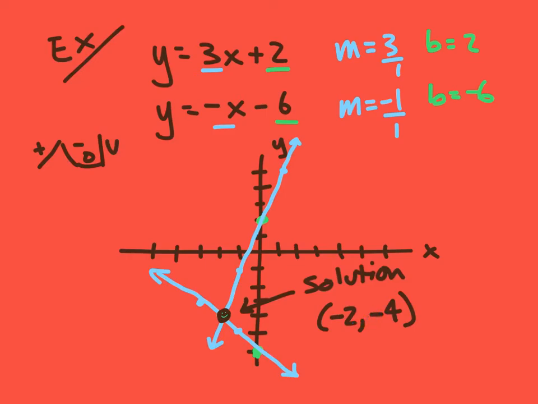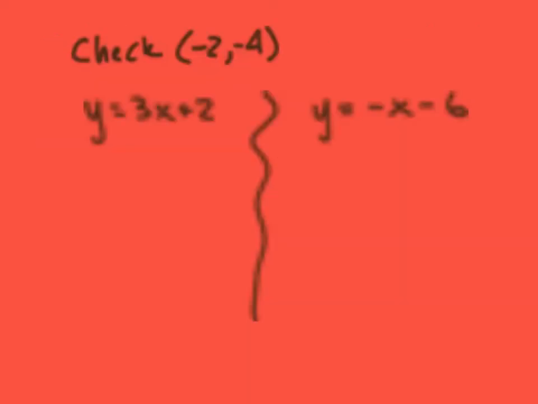Now, another way to check your solution for this is to actually plug these values into my original equations, and it should work out for both of them. It should both be true. So let's do that real quick. The whole point of this is to check whether or not this point is a solution to this equation and a solution to this equation. Okay, it has to work for both in order for it to be a solution to the system.